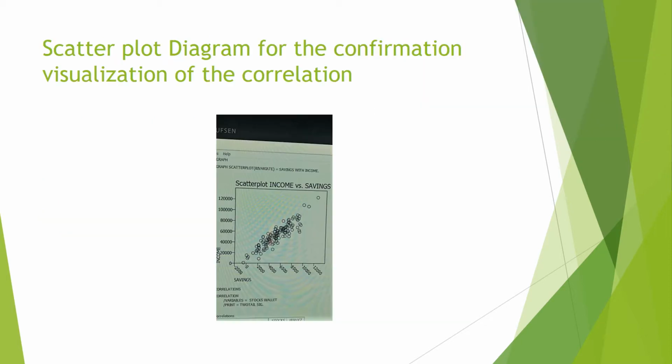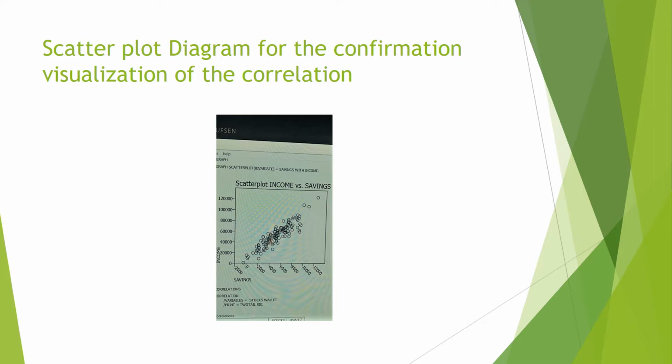Now let's see the scatter plot, and you can use PSPP for the scatter plot diagram. Just go to the graphs and you will see the scatter plot diagram there. And in this case, let's say income and saving.